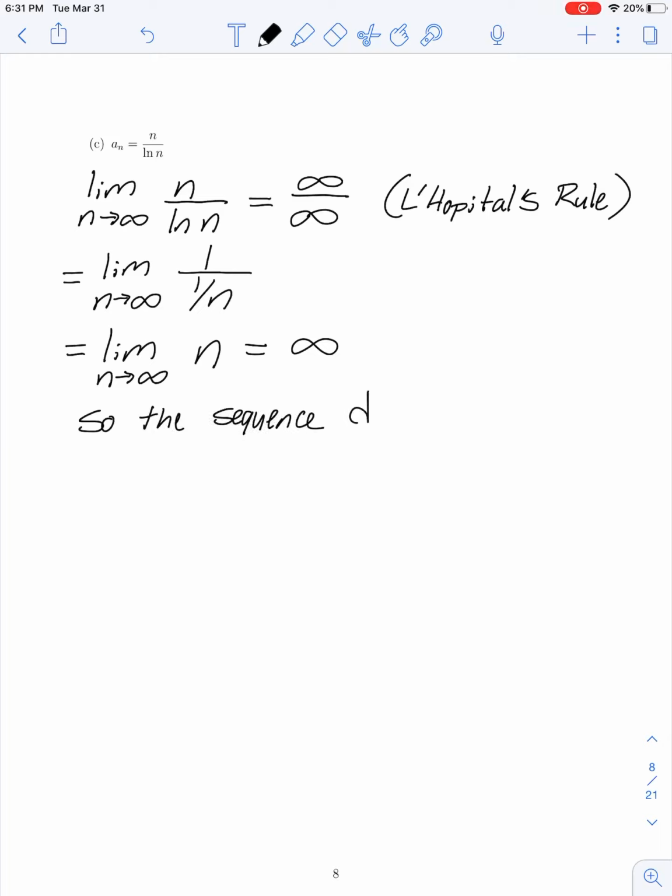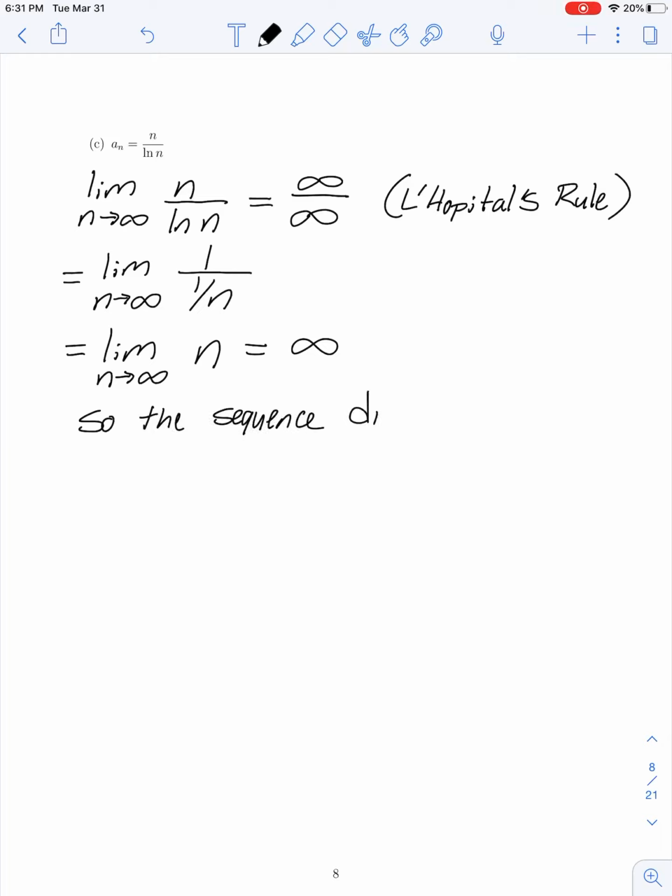So if our limiting value is not some real number, we say the sequence diverges. In this case, we can say it diverges to positive infinity. In general, we would say it diverges, and if possible, we would say what it seems to be diverging towards. So let's look at some other ones. Get a lot of practice with determining convergence or divergence.